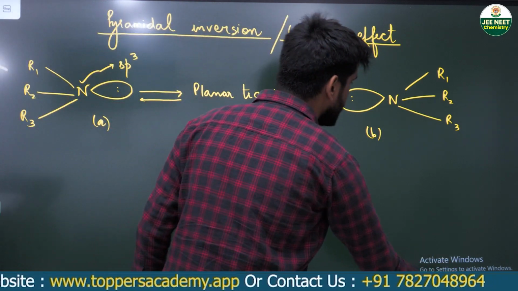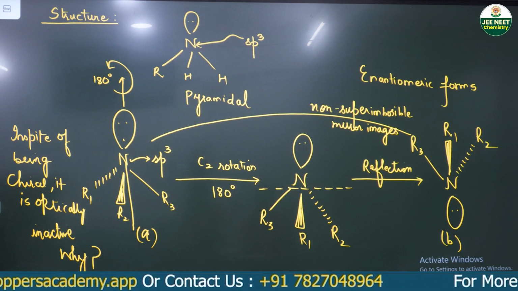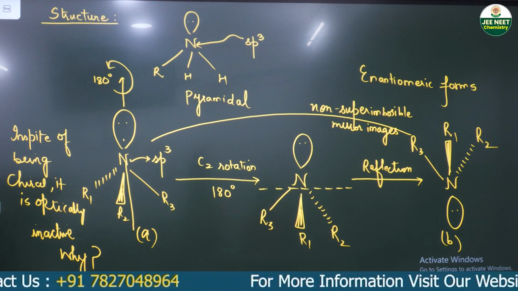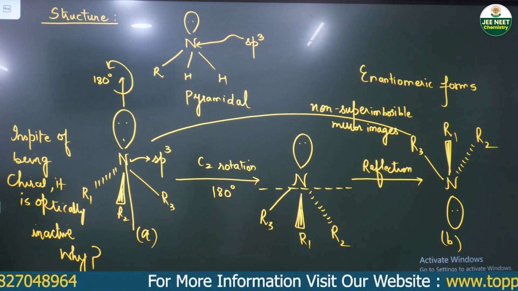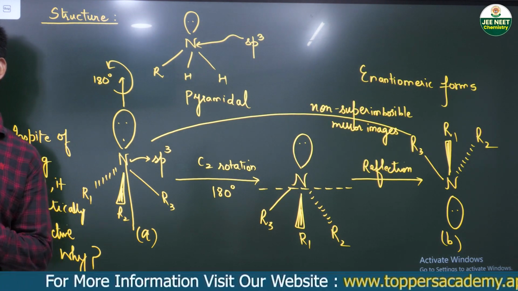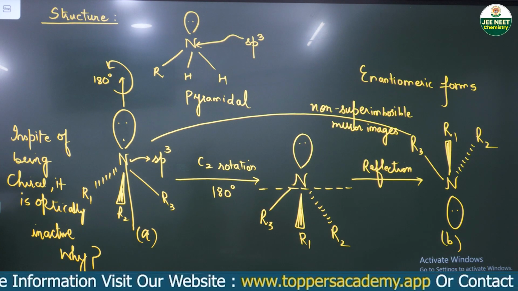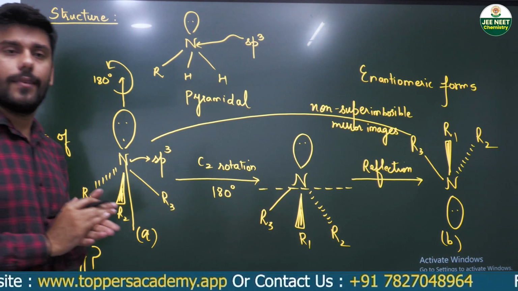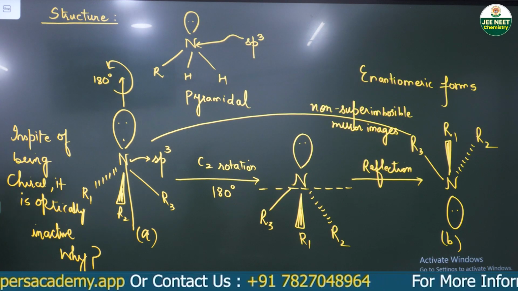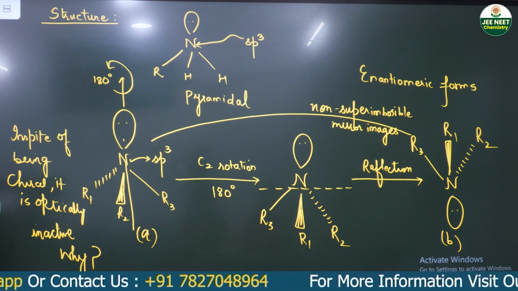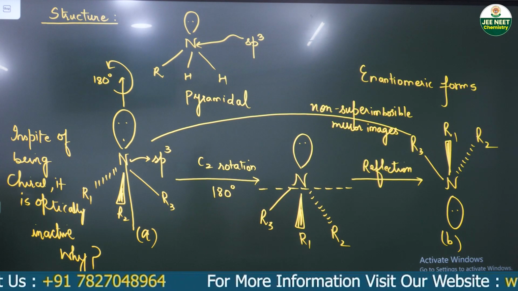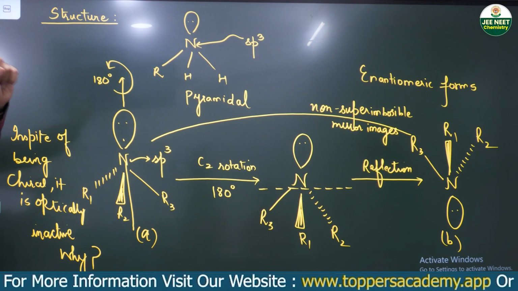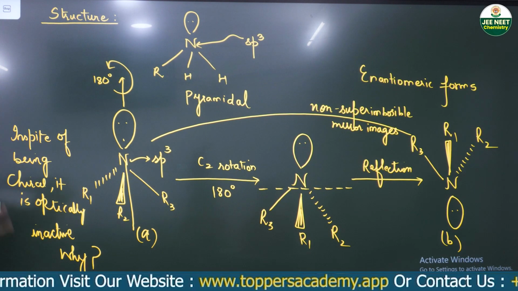So please, this is important to note. You just pass that plane and see if they are superimposable or not superimposable. So that is what I'm saying. Try it and then tell me. Is that clear? So please remember that in spite of being chiral, they are optically inactive.